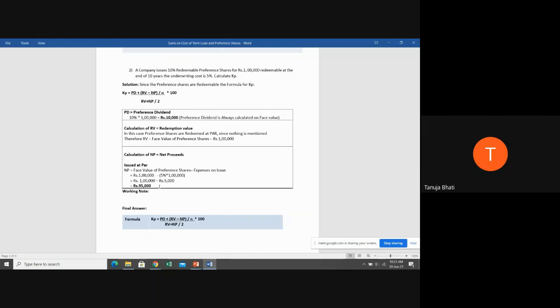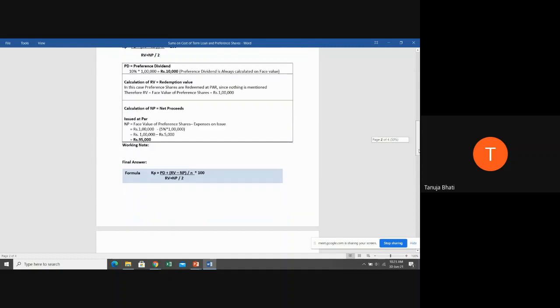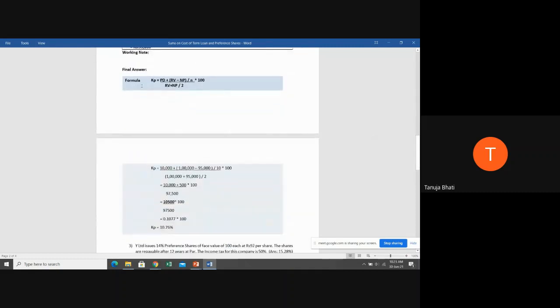Now we will just substitute the figures in the formula. The formula is KP is equal to PD plus RV minus NP divided by N, the whole divided by RV plus NP divided by 2, into 100. We got the PD, that is preference dividend, as 10,000. RV is 1 lakh. NP is 95,000. Number of years is 10 years. And the denominator will be the average of RV and NP. So when you solve this formula, you get the KP as 10.76%.